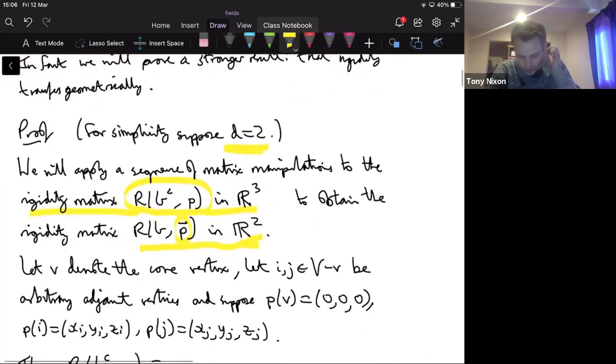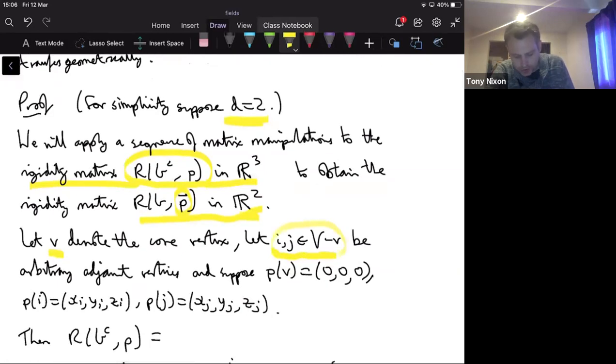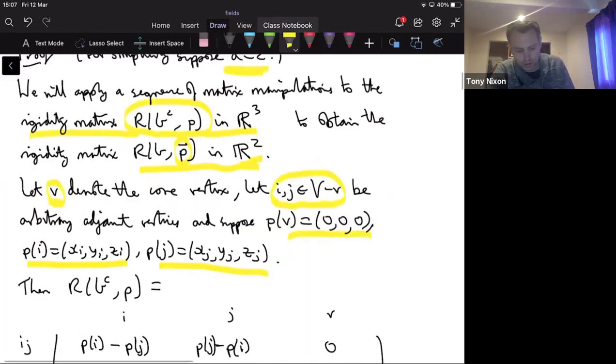Okay, so let v be the new vertex in G cone, the cone, and let's pick two other vertices, i and j in V. So they're just arbitrary vertices in the graph. And so p_i is going to be (x_i, y_i, z_i), p_j is going to be (x_j, y_j, z_j). And the special cone vertex, I'm actually going to put at the origin. So put it at (0, 0, 0).